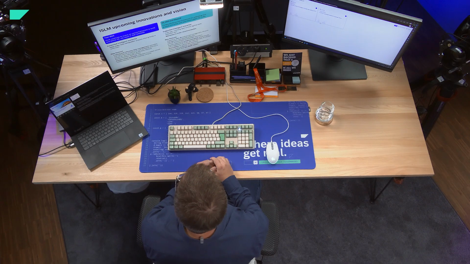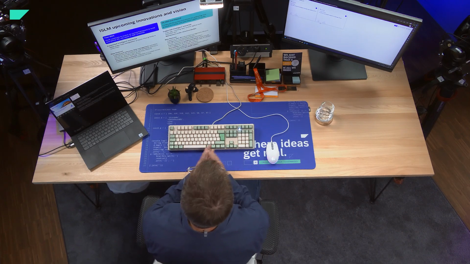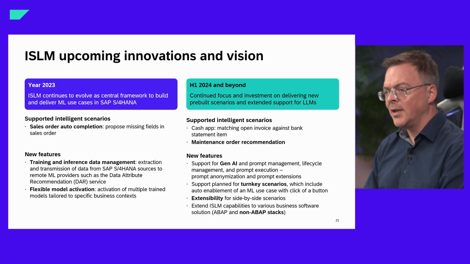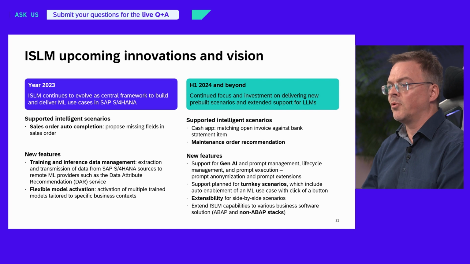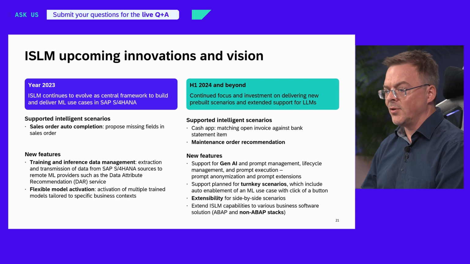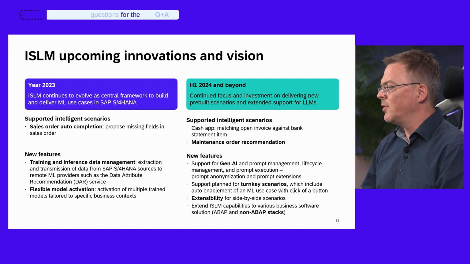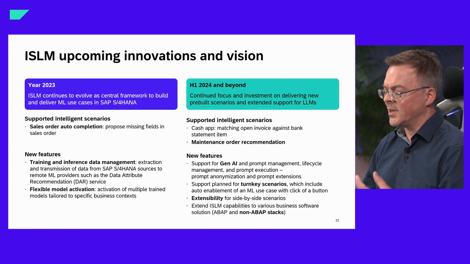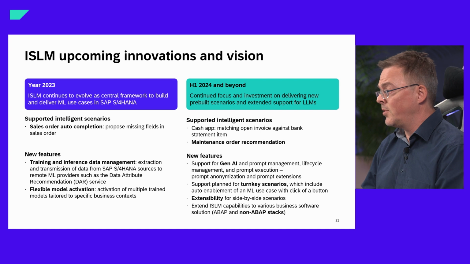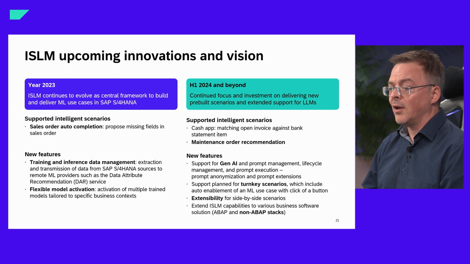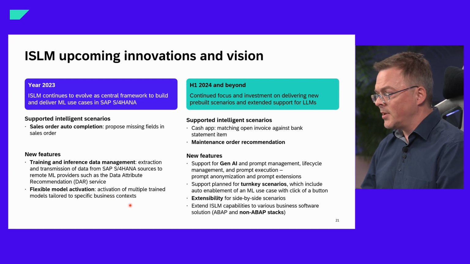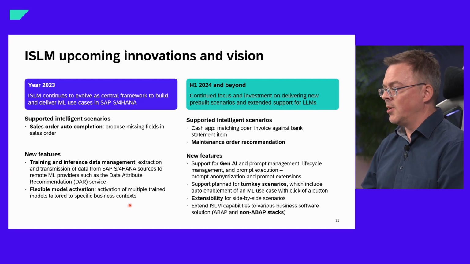Let's have a look at our roadmap for 2023, almost over. We are still planning to support further intelligent scenarios in S/4HANA, like the sales order auto-completion, which would propose missing fields in a sales order. And we will enhance ISLM with new features like data management, which refers to the extraction and management of data from S/4HANA data sources to external machine learning providers, such as the data attribute recommendation service we just saw. And we will have flexible model activation, which means multiple trained models in one system specific to your business context.